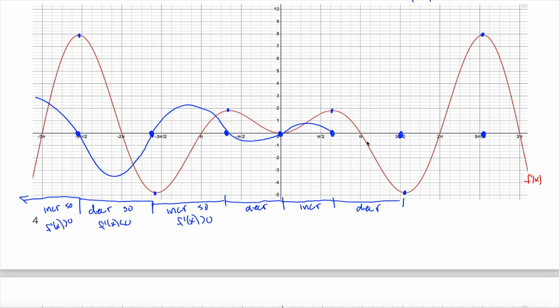What's the most it's ever decreasing? I don't know, somewhere in here it seems to be decreasing as fast as it's ever decreasing. What's the slope here? I don't know, like -2 or 3 or so. Maybe I draw it to look something like this.